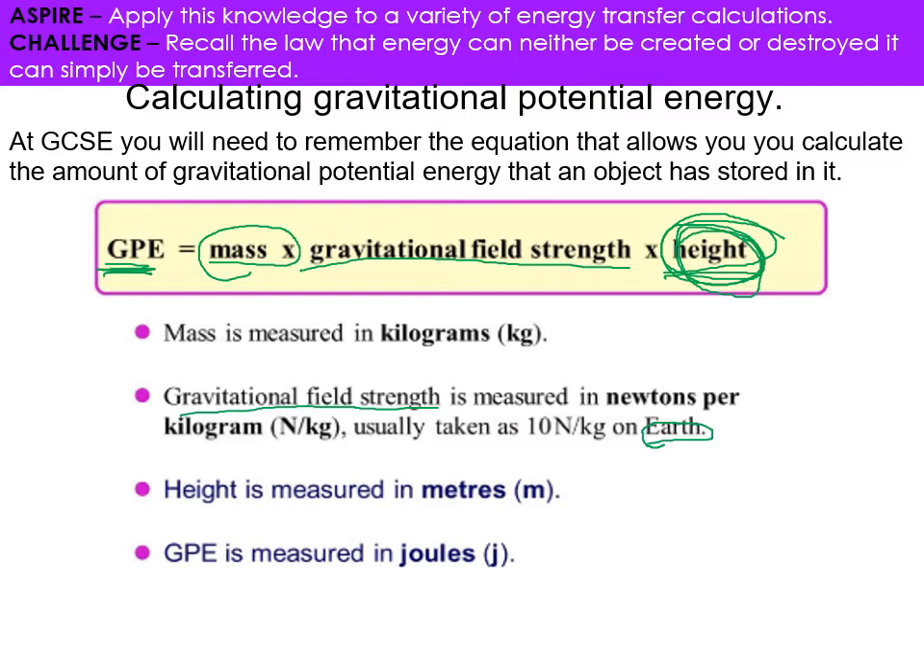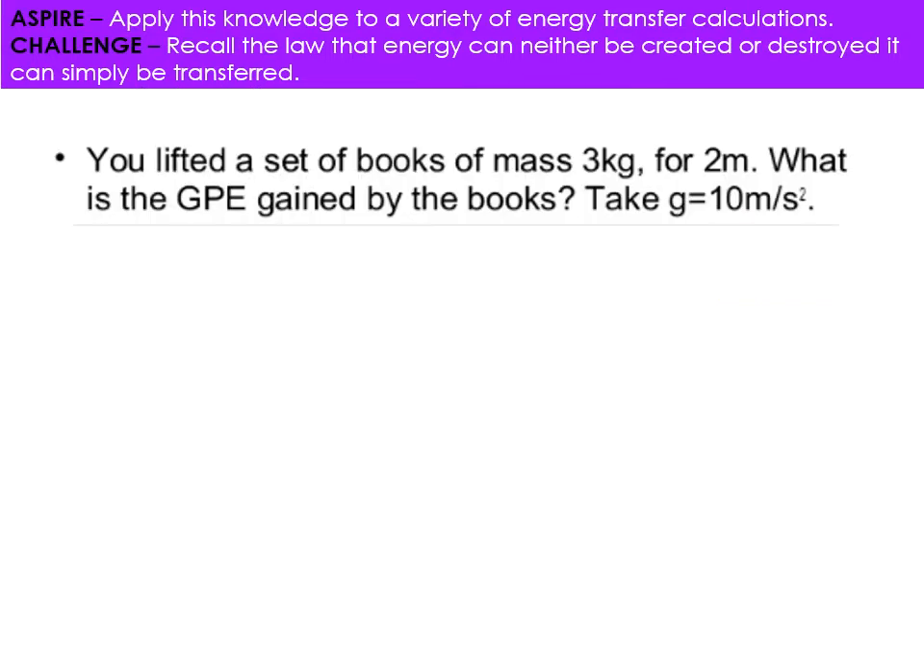So going through that equation, mass is measured in kilograms. Gravitational field strength is measured in newtons per kilogram, usually 10. Height is measured in meters. Remember, there's 100 centimeters in 1 meter. And GPE is measured in joules. That's the unit for energy. And 1,000 joules is equal to a kilojoule. So that's the equation. Let us work some examples out.